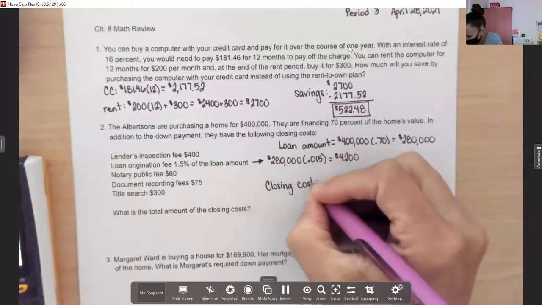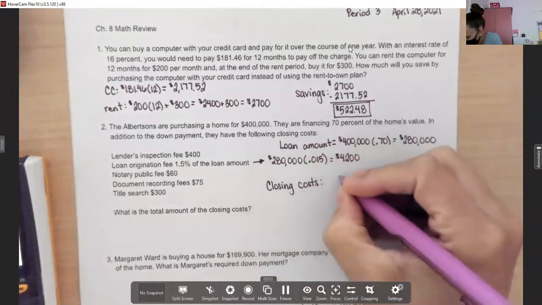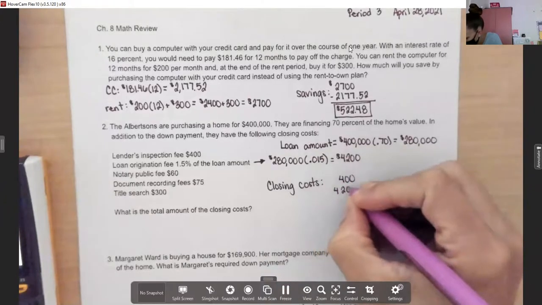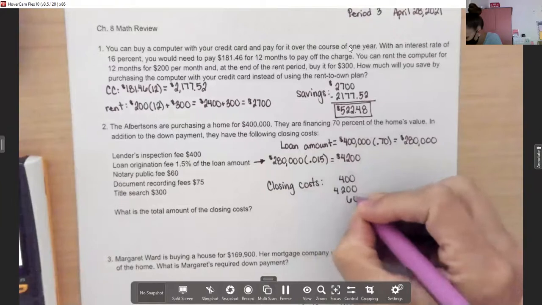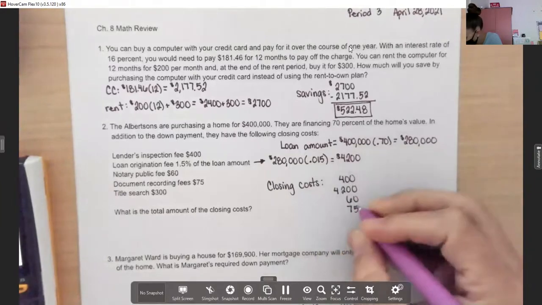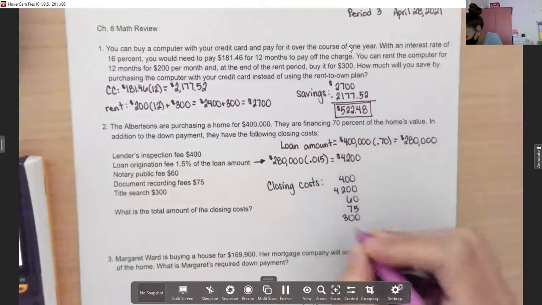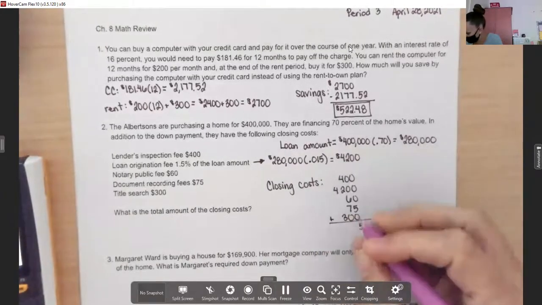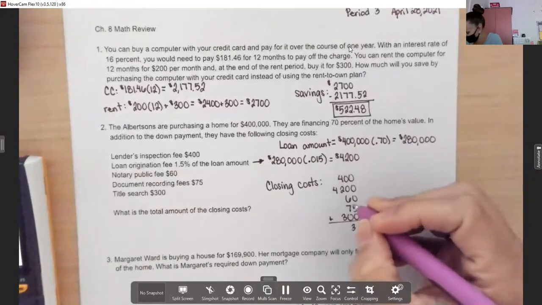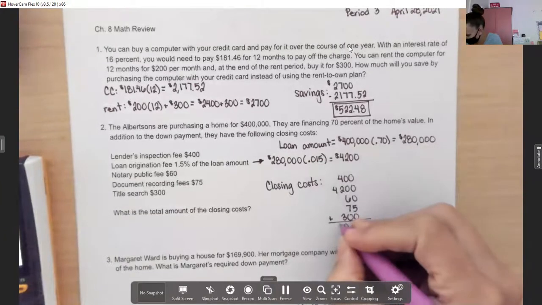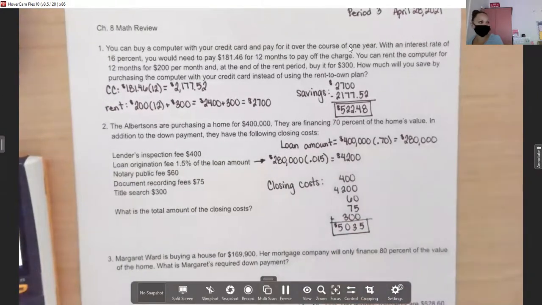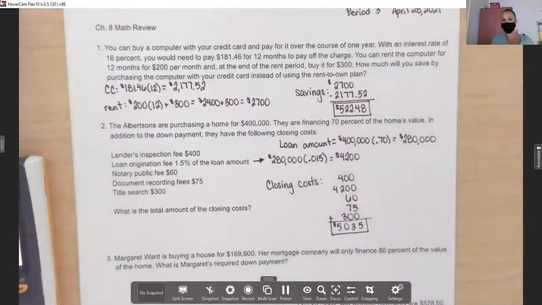So then our closing cost: 400, 4,200, 60, 75, and 300. Add them all up. $5,035 is going to be the closing cost here.